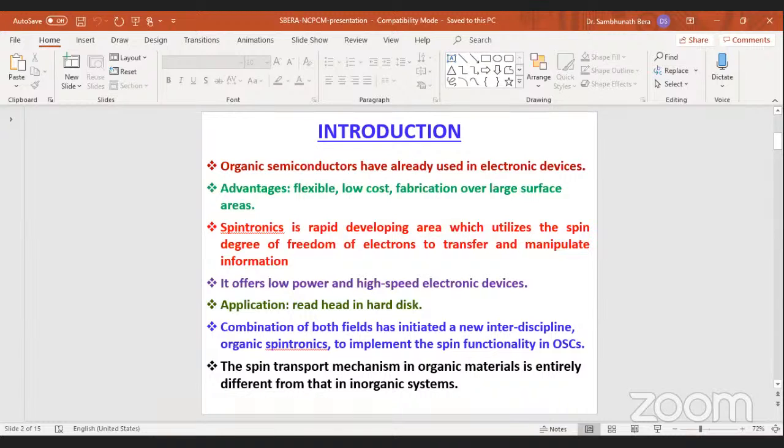On the other hand, spintronics is a newly developing area where it uses the spin degree of freedom of carriers like electrons to transfer and manipulate information. And spintronics offers low power and high speed electronic devices. Its application is already in read heads in hard disks. Nowadays, a lot of effort is going into combining these two fields, so the application of spintronics in organic semiconductor materials.